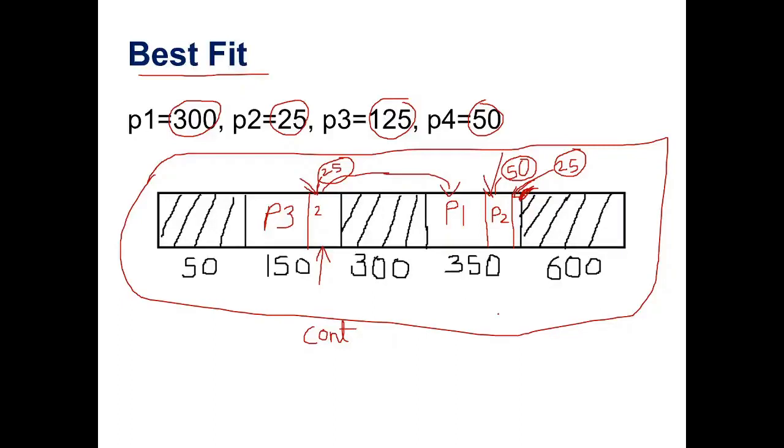This problem we call external fragmentation. Memory is there, but still you cannot allocate because the memory is not available at one place. So in this best fit, we cannot allocate the process P4.